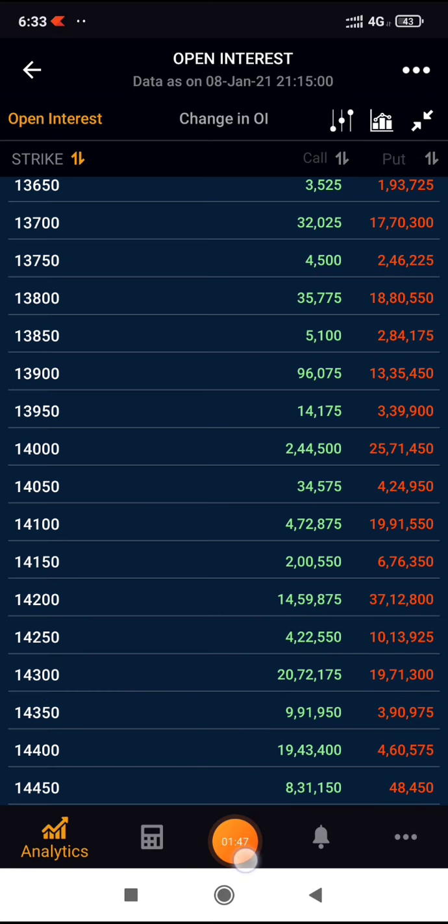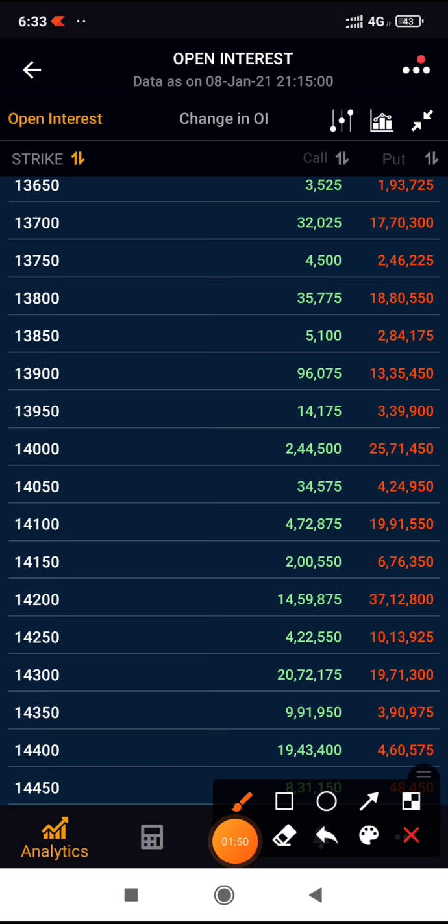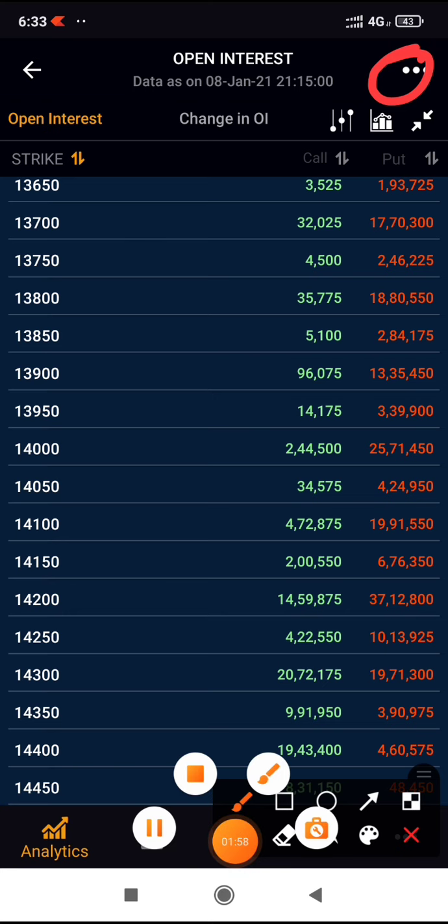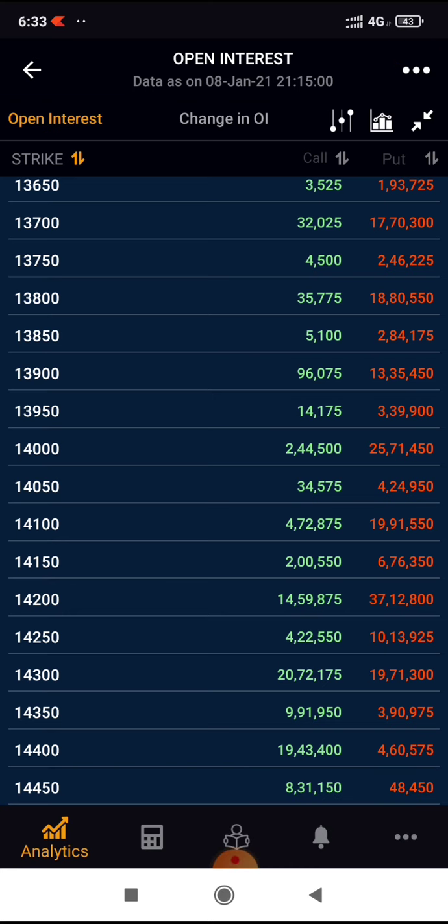The open interest refreshes every 5 minutes, so you can refresh it by selecting this button. It is not auto refresh, so you will have to refresh and check every 5 minutes or so. Here is the button to refresh it.